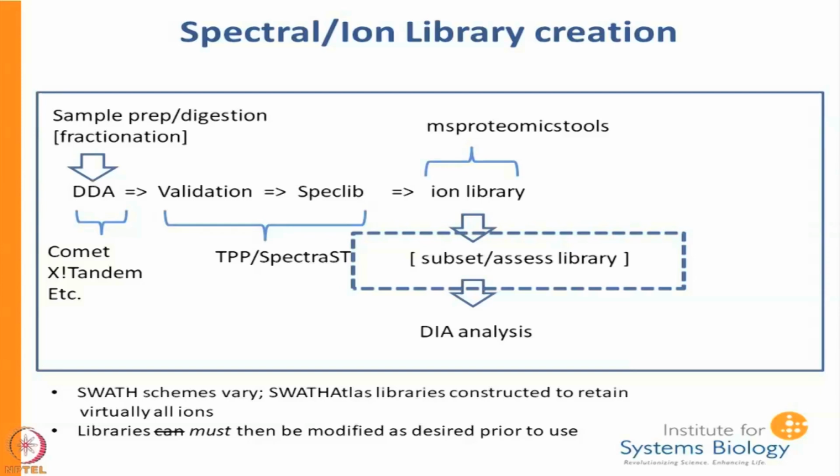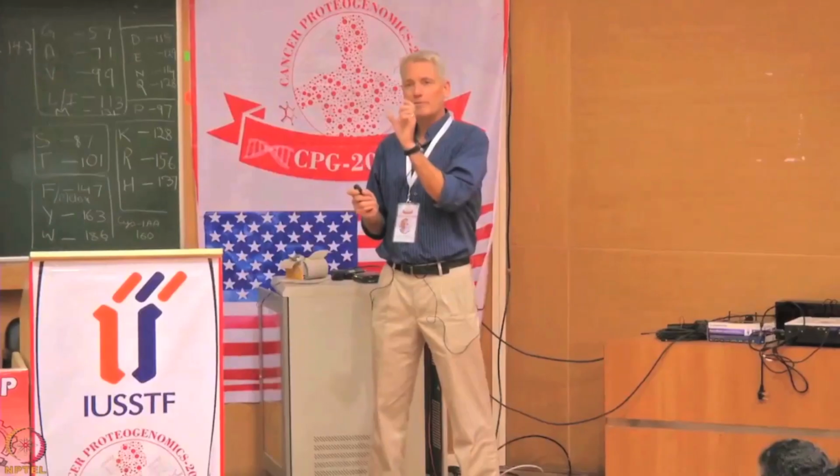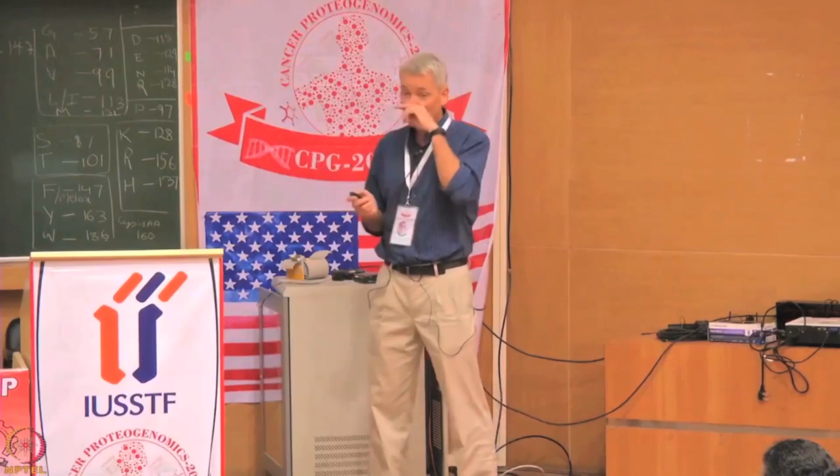And what you do is you basically take all the observations of a particular peptide ion. So a peptide ion is a peptide plus any modifications plus a charge. So if you have the same peptide in +2 and +3, that would be 2 entries in the spectral library.